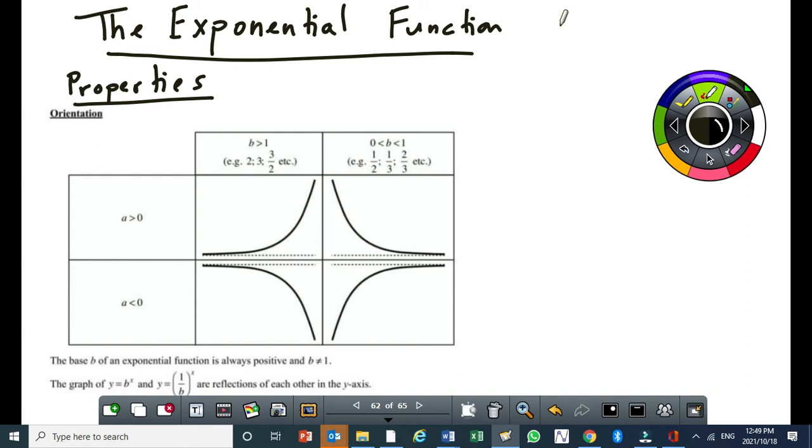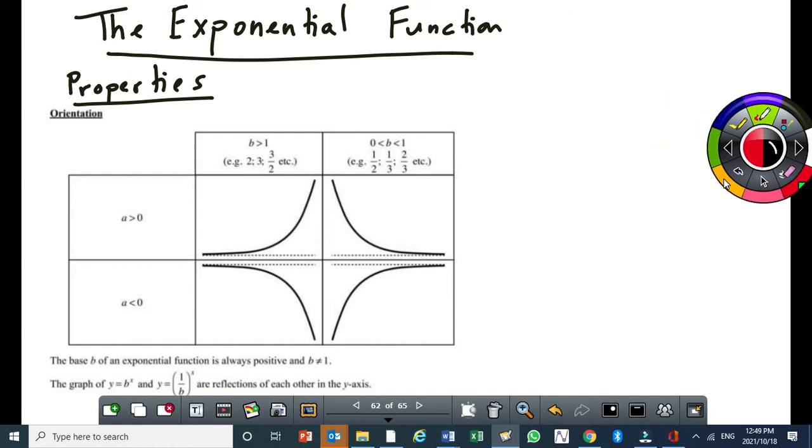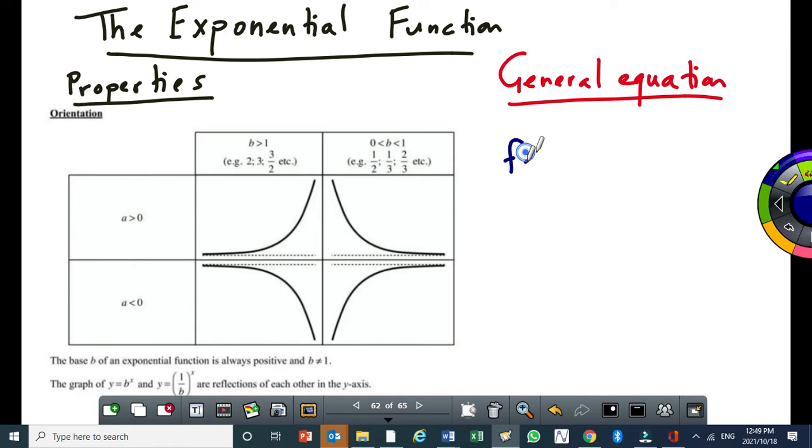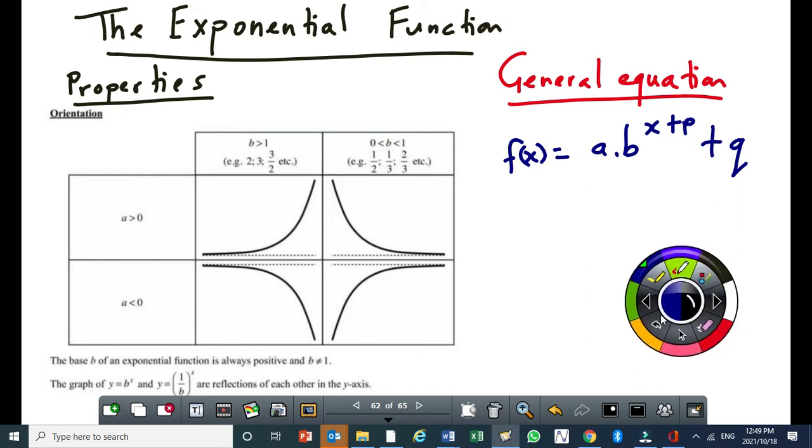So the first thing is the general equation. The general equation. Okay, the general equation in grade 11 is f of x equals a times b to the power of x plus p, plus q. Okay, that's the general equation.